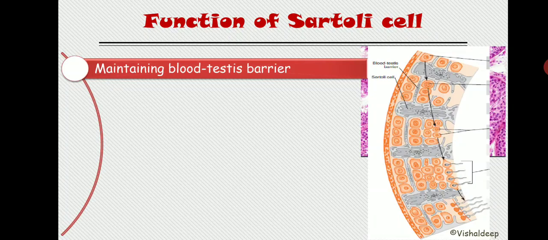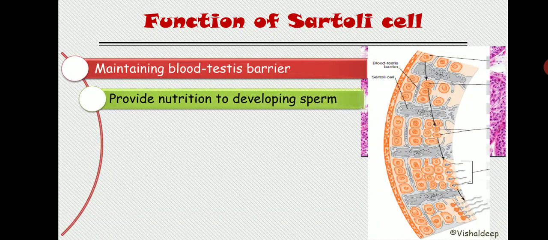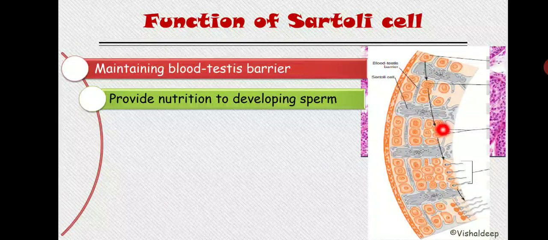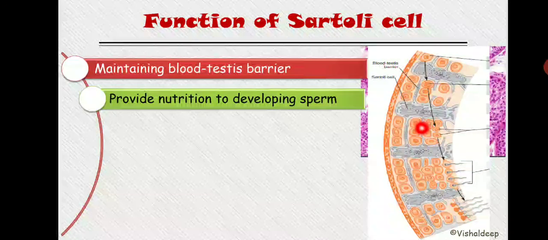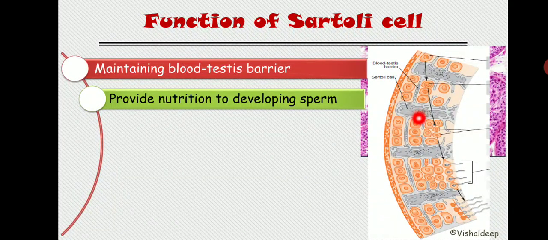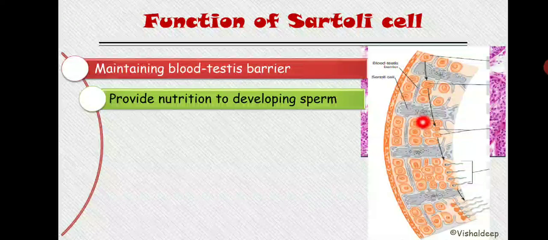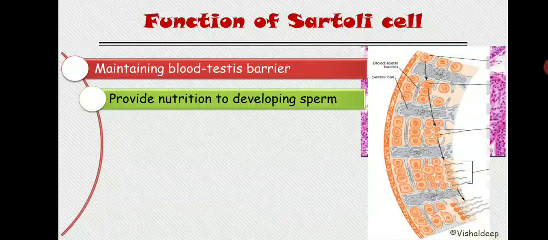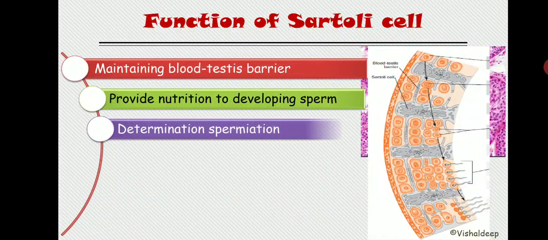Second function is that it provides nutrition to the developing sperm. You can see that from the entire sequence of the development of the sperm, the Sertoli cell is present just beside it. So it basically nourishes the developing sperm. It is basically a nurse for the developing sperm. It is also responsible for the release of the sperm, which is known as spermiation.